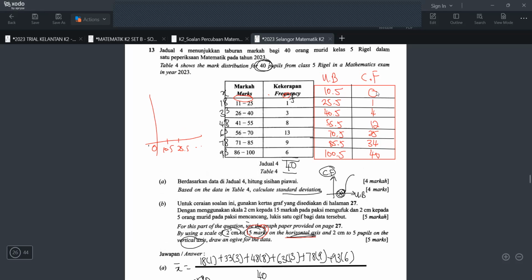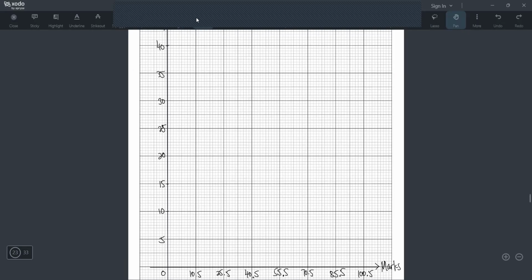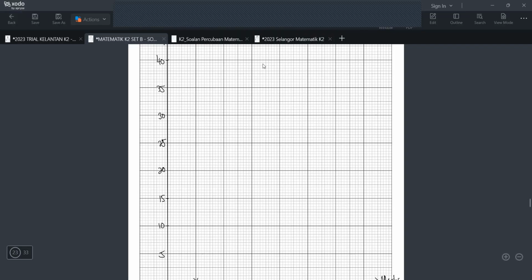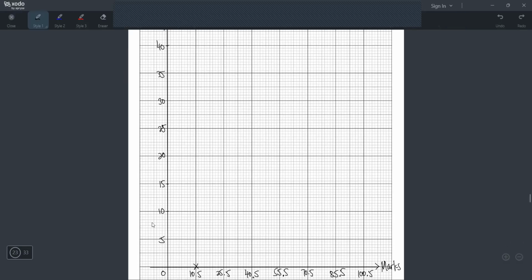So the first one is 10.5, 0. So I will go to the graph. Okay, and then 10.5, so where is it? Here, 10.5. Okay, next one, I will go to the table again. Next one is 25.5, 1. So where is 1? Okay, 25.5 is here.